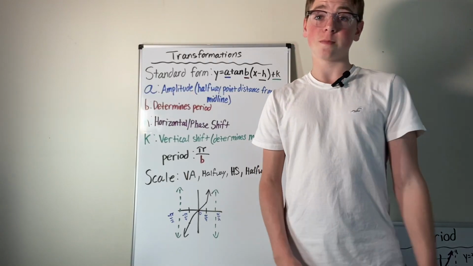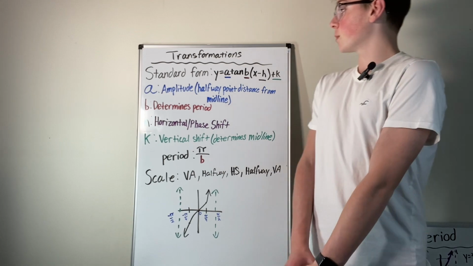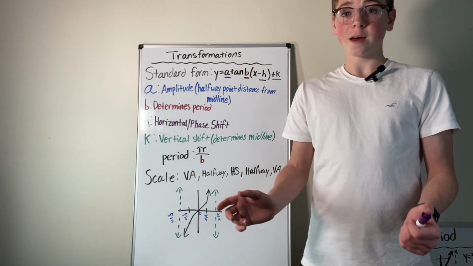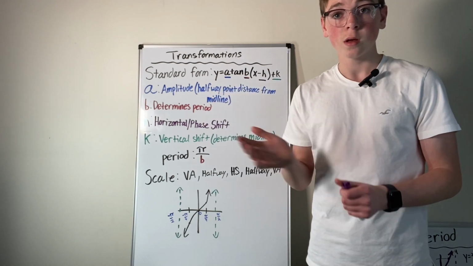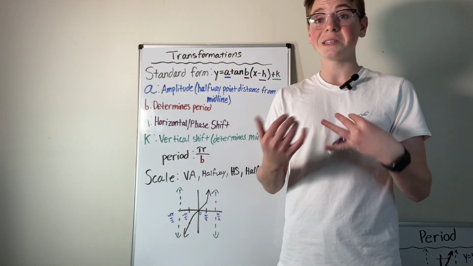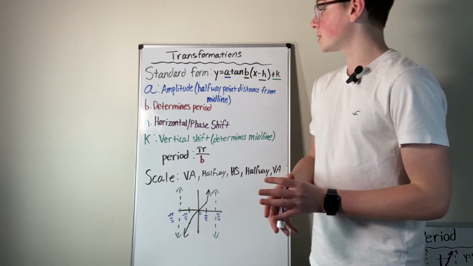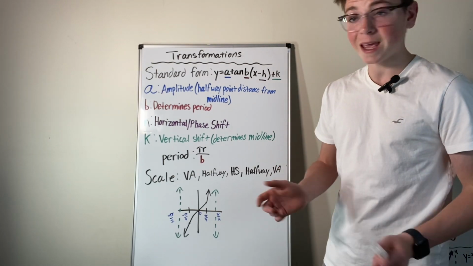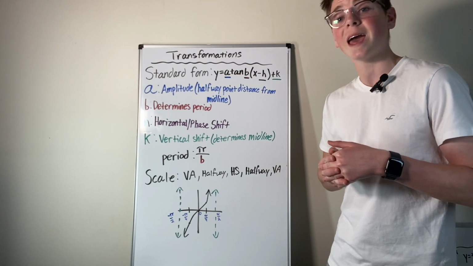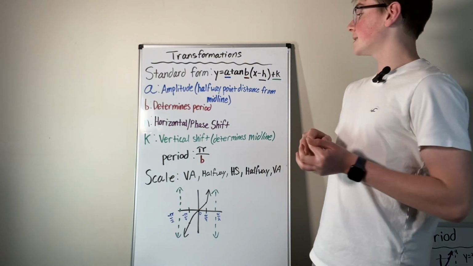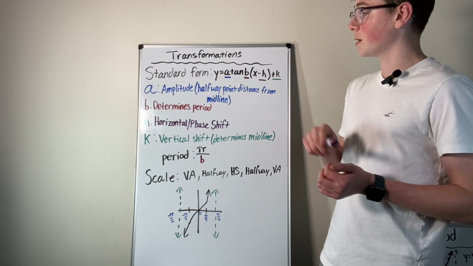I am Xavier Smith, and today I am going to teach you how to graph tangent that has a b value. So that means its period is different than just pi. So let's start at the standard form of tangent. We have y equals a tangent b of (x minus h) plus k. Today, we are isolating this b value here.